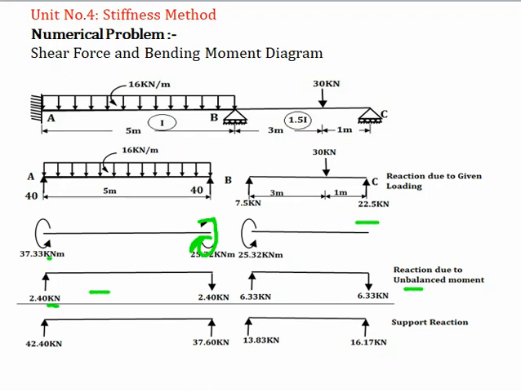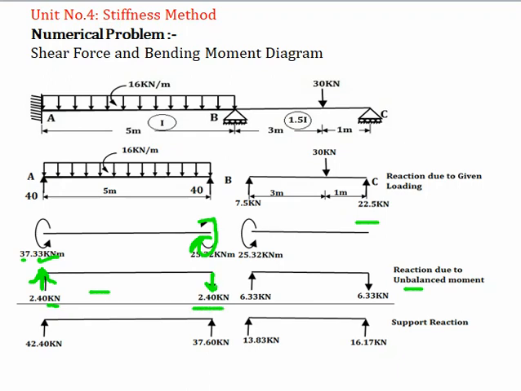Now show it at the maximum moment location. So here is the maximum moment location. So show it. Now how to show the arrow? Show the arrow up, and at the far end, show the arrow down, and the same magnitude you have to write down here.